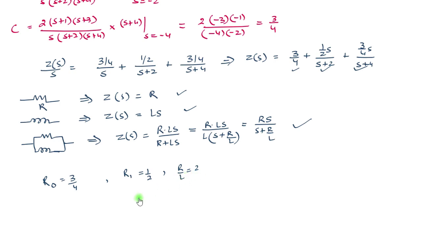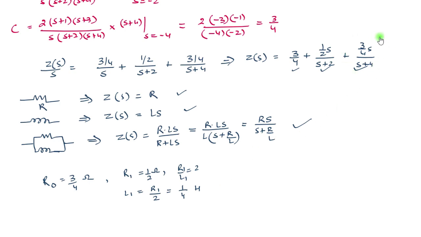Say this is R1 by L1. Now solving this, I can write L1 to be equal to R1 divided by 2. R1 we already know it is 1 by 2. So L1 will be equal to 1 by 4 Henry. This should be in Henry, and R1 in ohms.